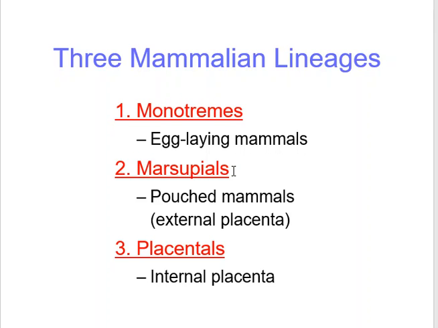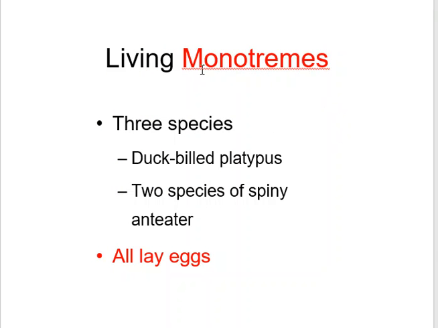All of you know the existence of kangaroos, mostly in Australia, right? These are the pouch mammals, which have an external placenta. And the third group is the group of placentals, which present an internal placenta. Okay, and this is the group where we belong. Okay, let's look at monotremes. There are only 3 species of living monotremes, egg-laying mammals: the duck-billed platypus and 2 species of spiny anteaters.